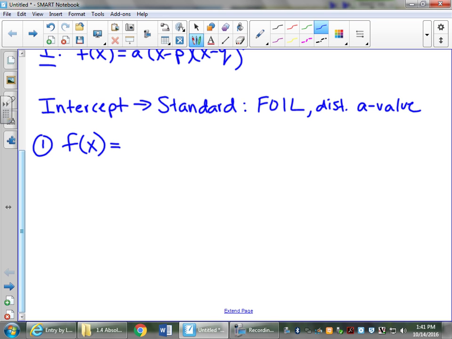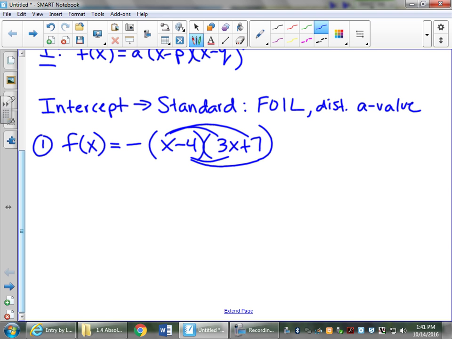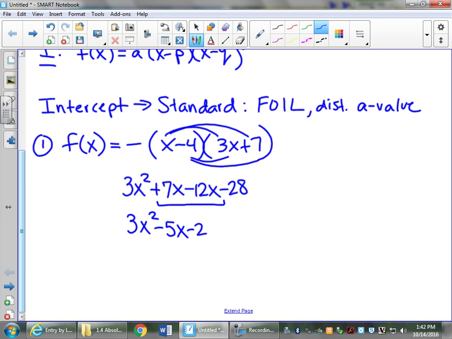So function is f of x equals negative times the quantity x minus 4 times the quantity 3x plus 7. So intercept form. It's already factored out for us. We got to get it back into standard form. So FOIL, distribute the A. We did a lot of work with this during Unit 1 when we were multiplying functions together. So that will become 3x squared plus 7x minus 12x minus 28. If we combine the like terms here in the center, we will get 3x squared minus 5x minus 28.